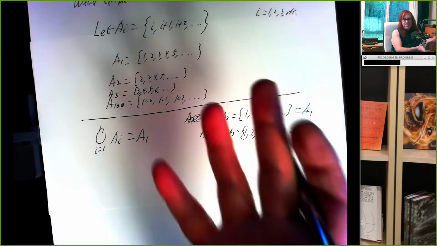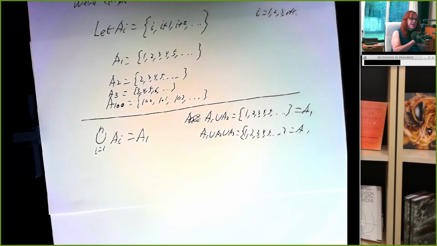That's just the way I define these sets. That's just something that happens. There's no deeper reason why this is true. It's just kind of what happens.